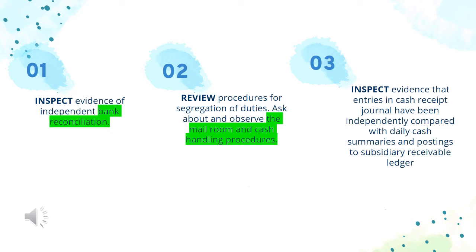The third one is inspect evidence whether the entries in cash receipt journal are compared with daily cash summaries and are posted to subsidiary receivable ledger. So they need to go through the cash receipt journal and compare it, whether they are in the subsidiary receivable ledger, whether it's tally or not. It's something like that.